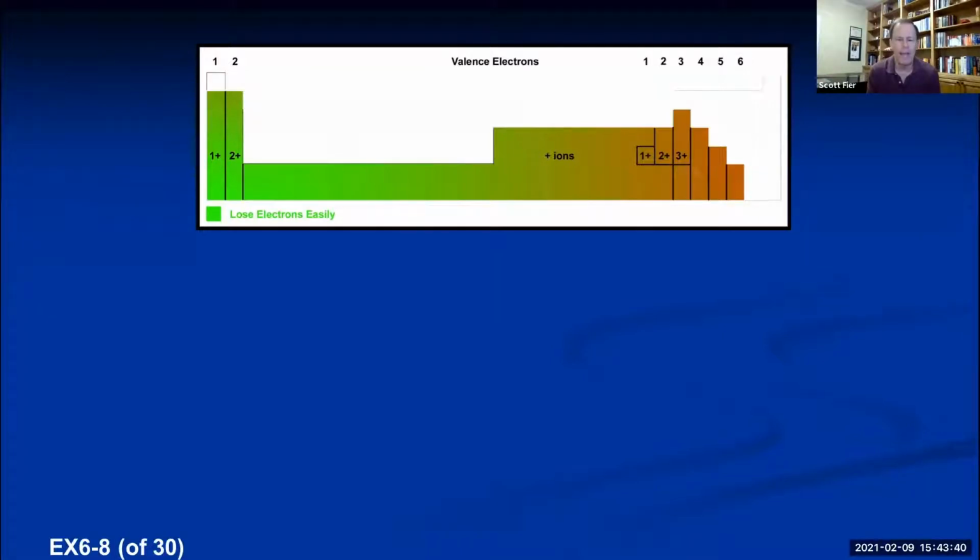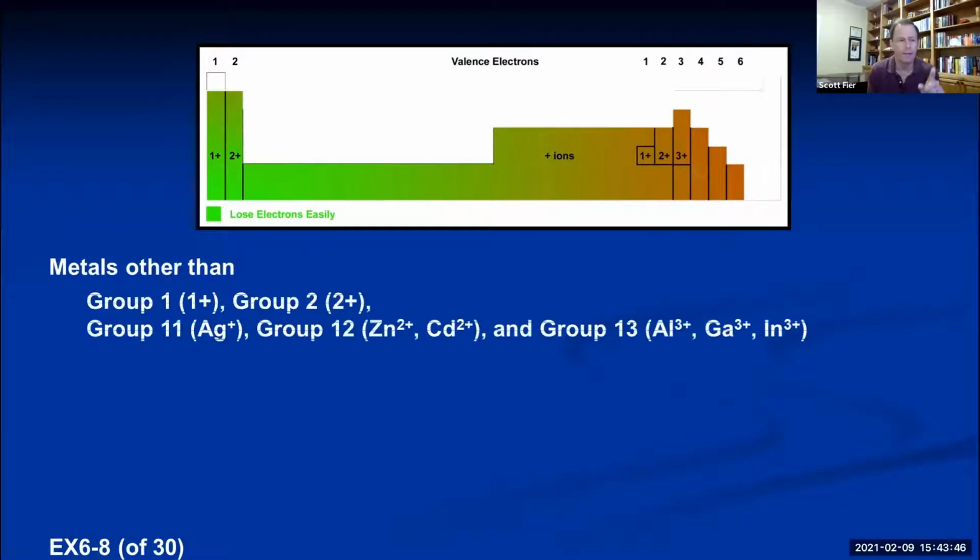But everything else on the periodic table, they can form multiple ions. So I'm just stating that. The metals other than group 1, group 2, and then the silver, zinc, and aluminum little groups can form multiple cations. So therefore, we have to come up with a more specific way to name individual cations for any given element.